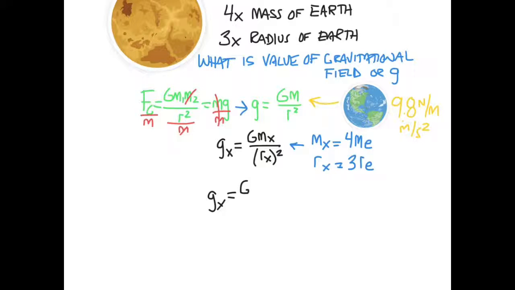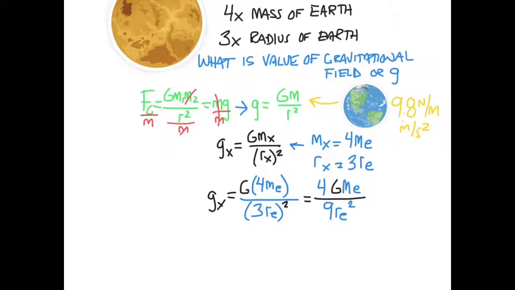So for the gravity, now instead of putting mass of planet X, we're going to put 4 times the mass of Earth. And instead of radius of X, we replace that with 3 times the radius of Earth. And we need to square that quantity. When we do that, we can find out that this is 4. We just distribute that. We move that out front: 4 times big G, mass of Earth. And that's divided by, well, we square this out, 3 squared is 9. So in the denominator we have 9 times the radius of the Earth squared.